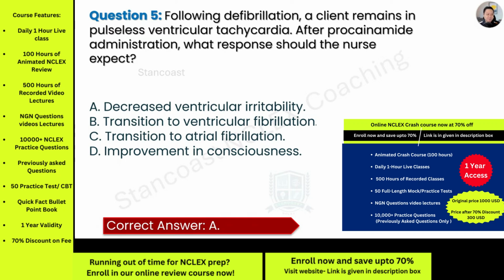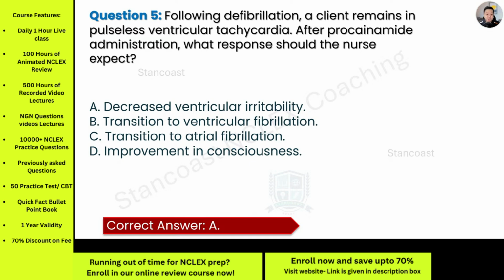Now, take note about letter B here, transition to ventricular fibrillation. This is a severe dysrhythmia, so this is not the expected effect of the medication. Letter C is also an incorrect answer here. The procainamide targets ventricular dysrhythmias, not atrial conditions, and it's not commonly used for long-term management of AFib because of its side effects such as proarrhythmia. And letter D is also incorrect because improved consciousness occurs after the rhythm is stabilized or whenever there is restoration of the cardiac output. Let's have number 6.